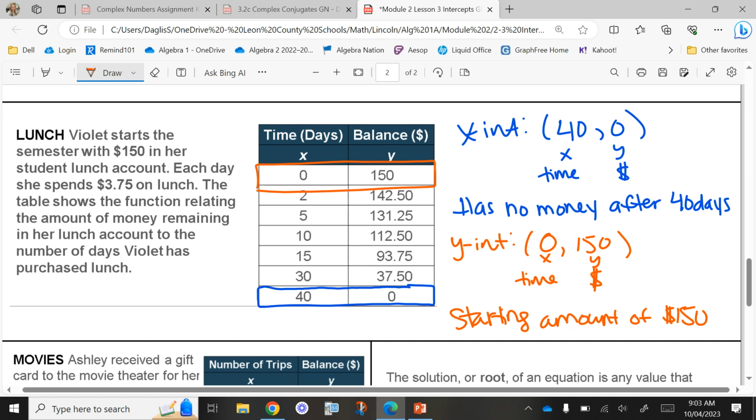Y-intercepts, bless you, is always where we start. Y-intercepts is always where you start with something. I start with this much money. I start at this height before I jump off the diving board. I start here. Okay, y-intercept is always where you start.